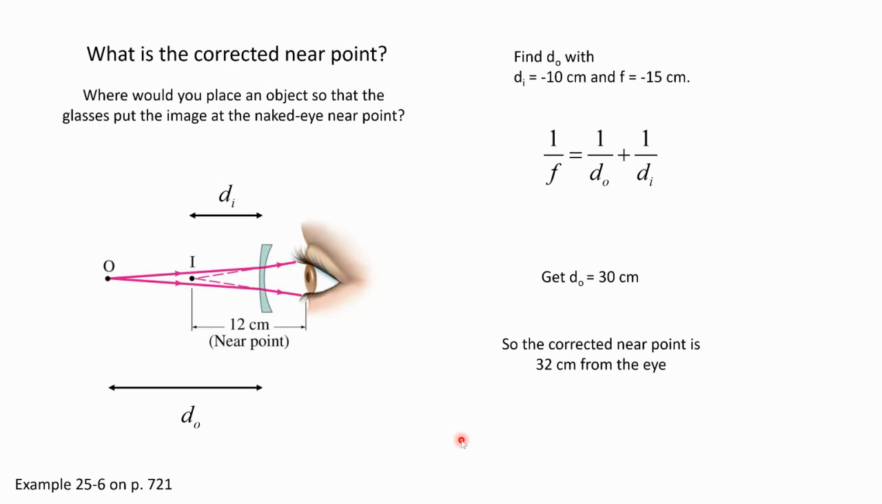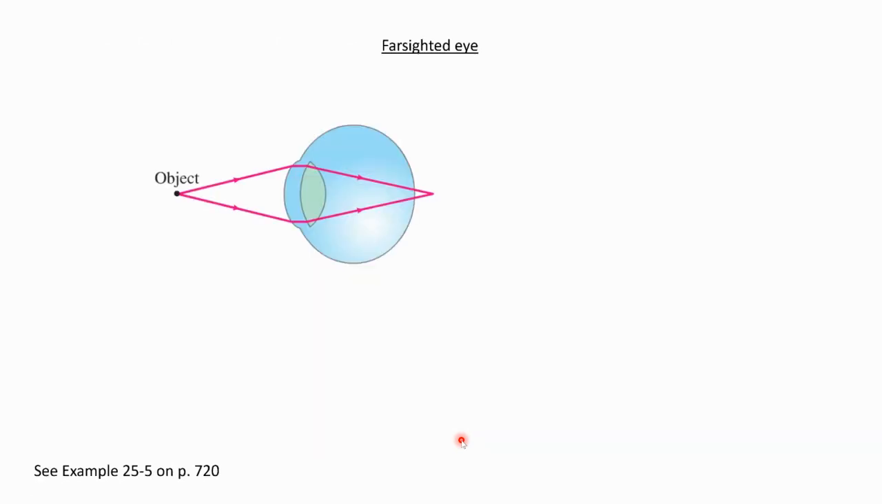The idea is to put the image of things that are really far away at your far point so you can focus on it. And then as a result, the corrected near point changes. The far-sighted eye has this problem, and that is when an object is nearby, it focuses behind the eye. Right? So something far away can look reasonably clear, but as it gets closer, the image gets focused behind the eye, and so it's blurry.